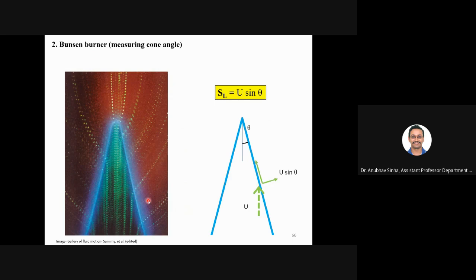Now another cleaner technique, and easier to generate, is the Bunsen burner. As we have already discussed, flame speed is what? U sin theta, where U is determined from the flow rate of the fuel, right? And you just have to take some images and measure this angle theta. Once you have theta, you can use this equation and find SL. Right? You people are with me? Yes, sir. Okay.